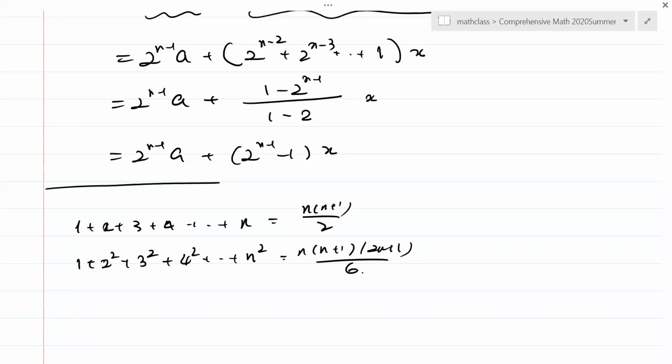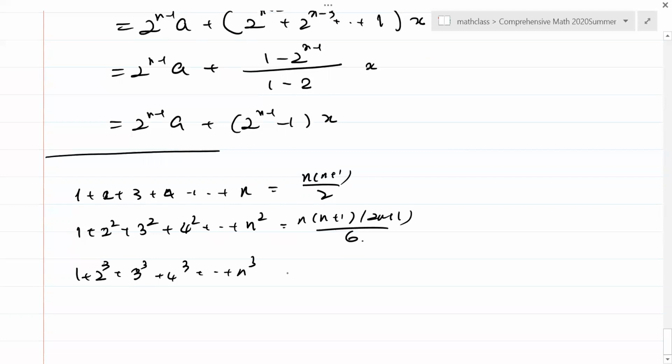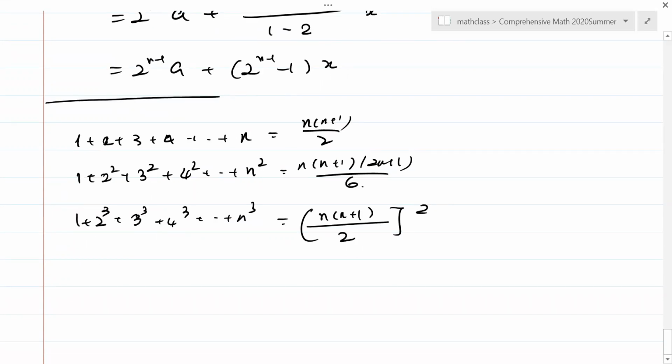The third one, sometimes we use it, is going to be 1 plus 2 cubed, 3 cubed, 4 cubed, up to n cubed. And that's going to be half of n times n plus 1, squared. Okay, so let's check the first one. Okay, 1. So it's always a perfect square, right? 1 plus 2 cubed is going to be 9. 9 is going to be 3 squared.